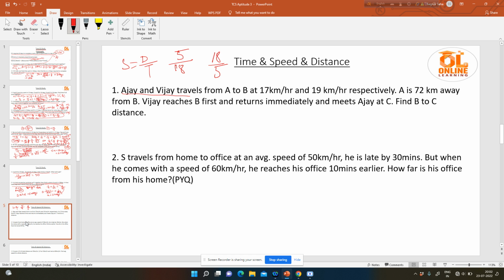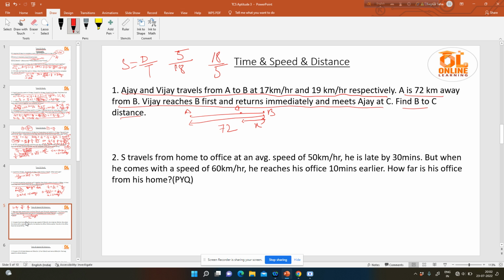Okay, Ajay and Vijay travel from A to B at 17 km per hour and 19 km per hour respectively. A is 72 km away from B. Vijay reaches B first and returns immediately and meets Ajay at C. Find the B to C distance. So Ajay and Vijay travel from A to B, and the distance between them is 72 kilometers. Vijay reaches B first and returns immediately and meets Ajay at C. So they meet here. Let us consider this distance as x.